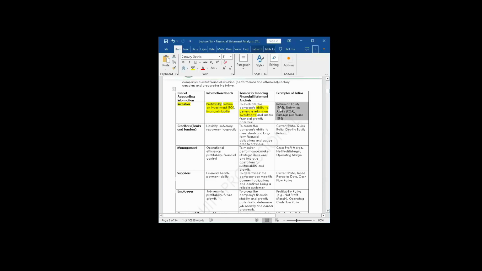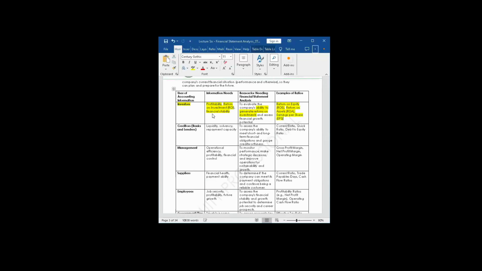Return on equity. Return on equity will help us to know how profitable the business is. Then return on asset too is another form of ratio that can help us to identify returns on the investment of the company, including earning per share and some other ratios like return on capital employed and all that.